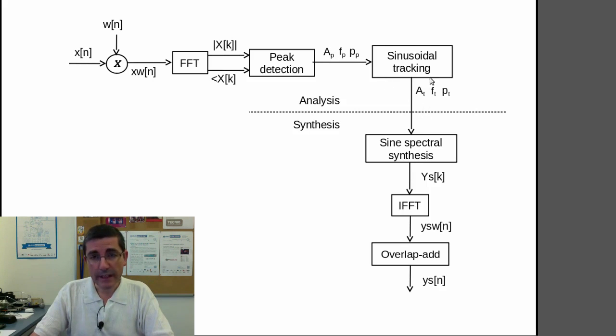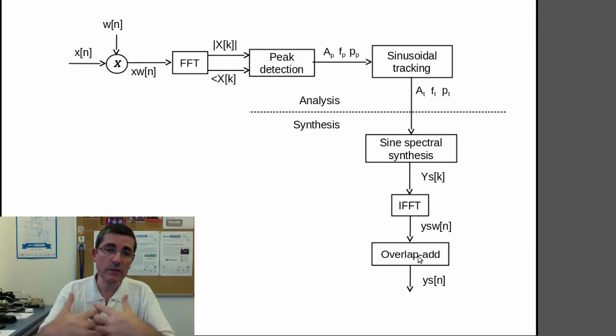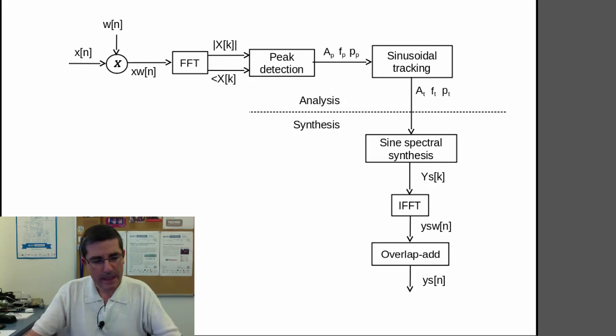Then once we have these sinusoidal tracks, we can do the synthesis. So we can synthesize the spectral peaks, or the shape of the sinusoids in the spectral domain. And then we can do the inverse FFT and do the overlap-add, so that we add the time varying aspect of the sound, and we can reconstruct very complex sounds.